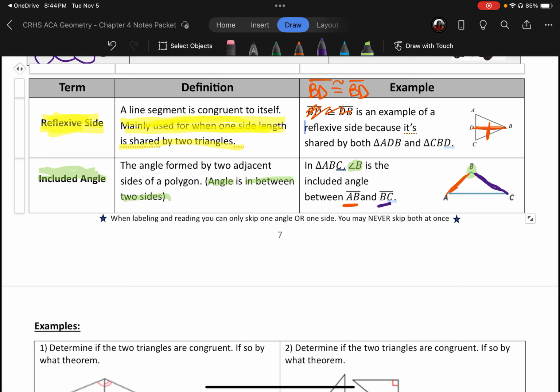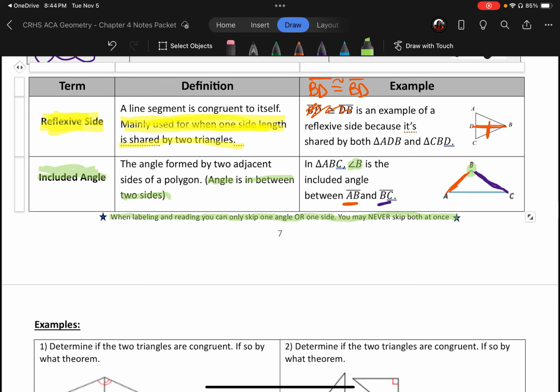Okay, so let's actually look at some examples now so that we understand what these problems are going to look like. Before we move on, the last thing I want to re-emphasize is what it says at the very bottom: when labeling and reading, you can only skip one angle or one side. You may never skip both at once. Like we said earlier, you can only skip one item at a time, and we'll practice doing this in the examples.